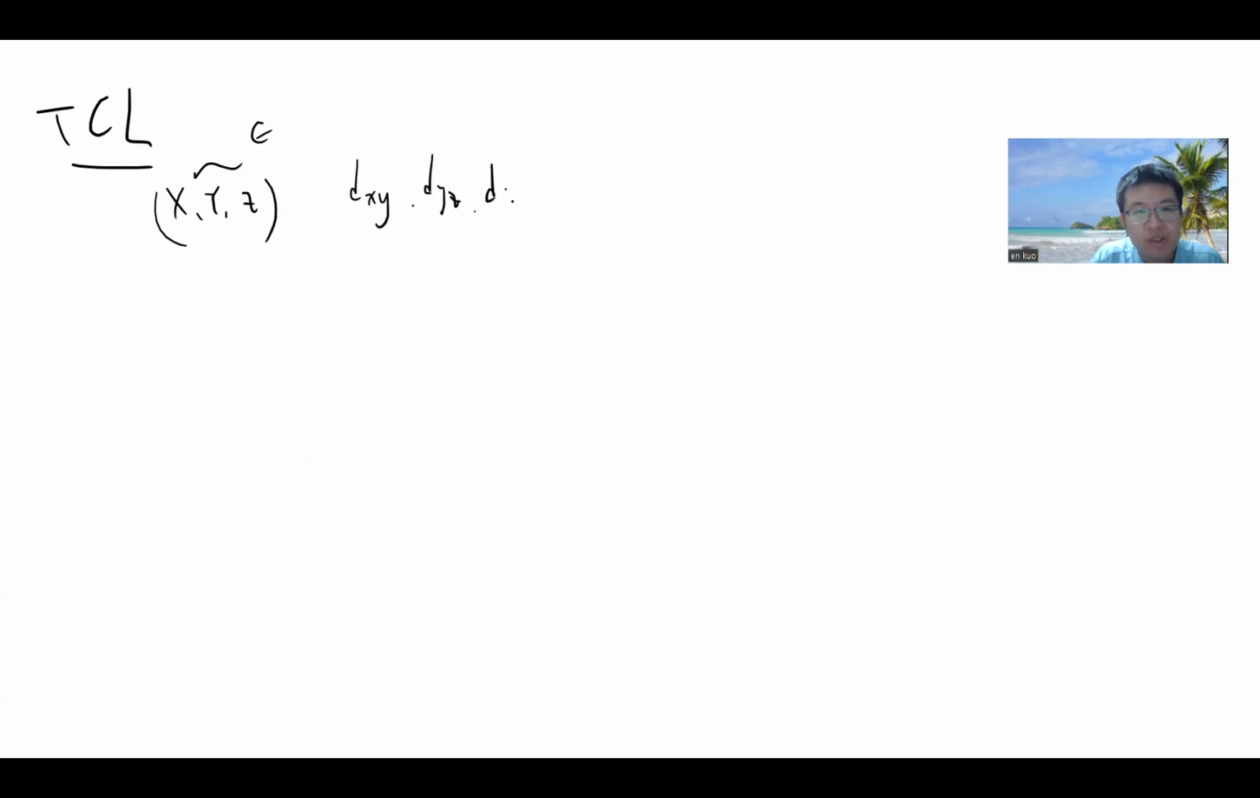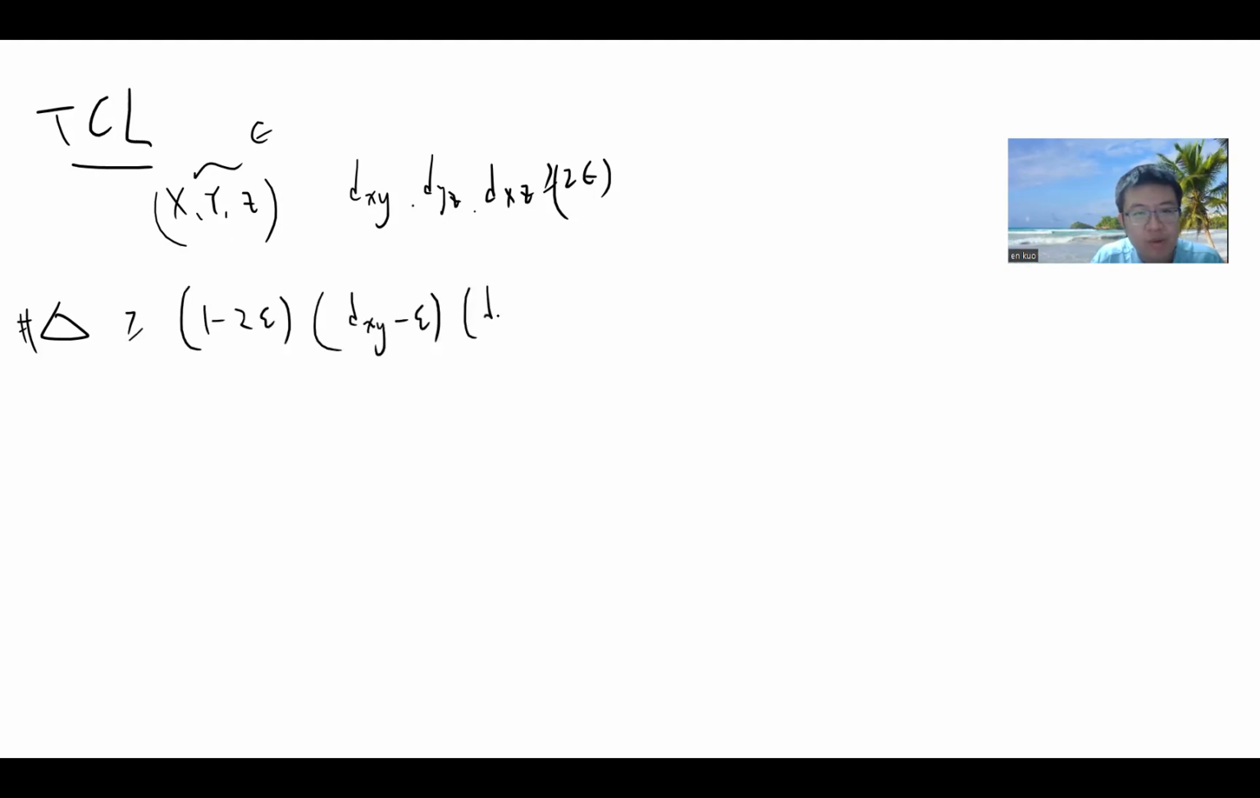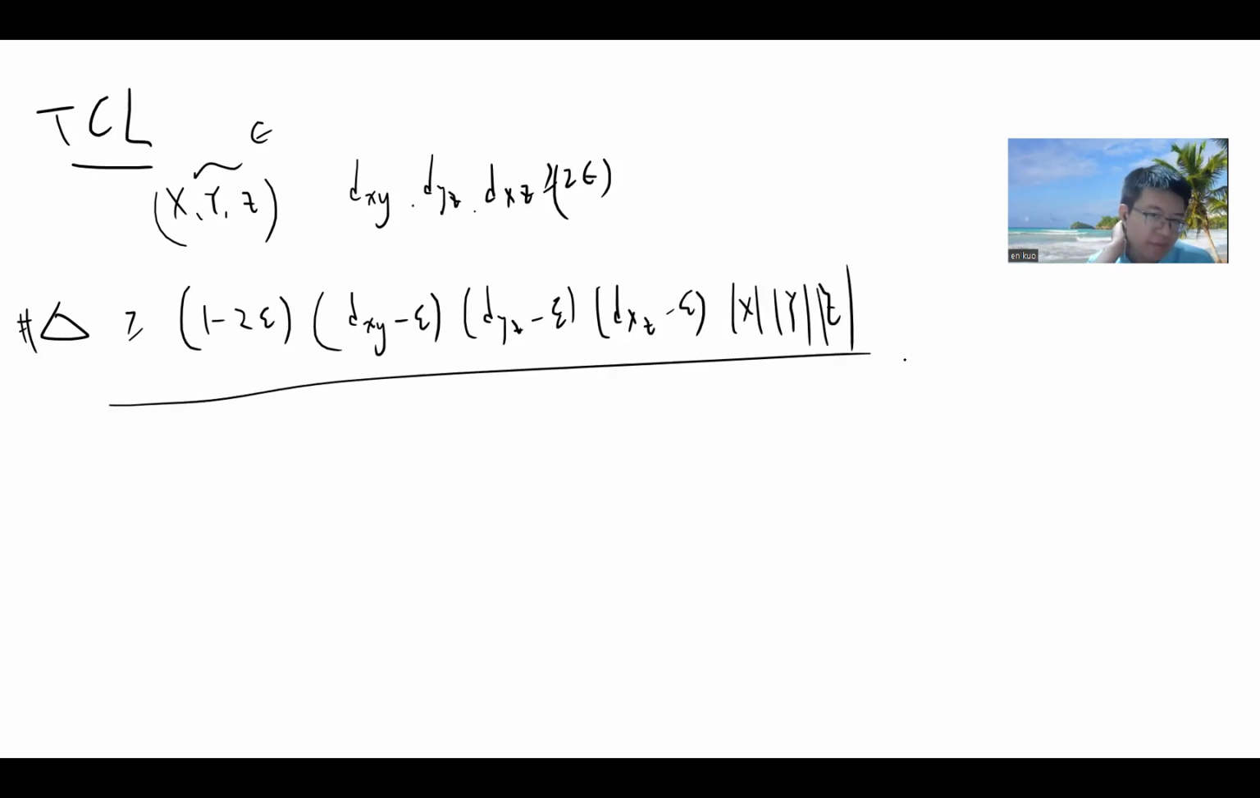Okay, so in order to prove it, let me quickly recall the triangle counting lemma. This lemma says that if you have X, Y, Z such that they are pairwise epsilon regular, and also the edge densities are greater or equal to 2 epsilon, then the number of triangles between the X, Y, Z parts is at least (1 minus 2 epsilon)(dxy minus epsilon)(dyz minus epsilon)(dxz minus epsilon) times |X||Y||Z|. And these are the number of edges between X and Y.